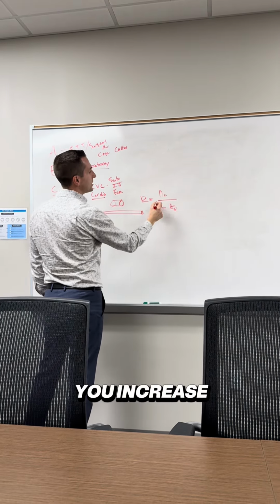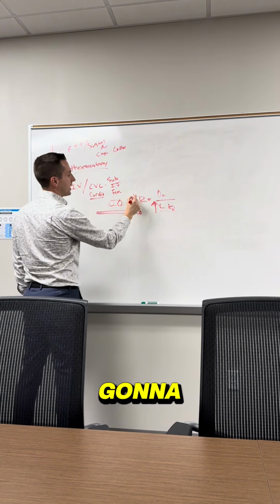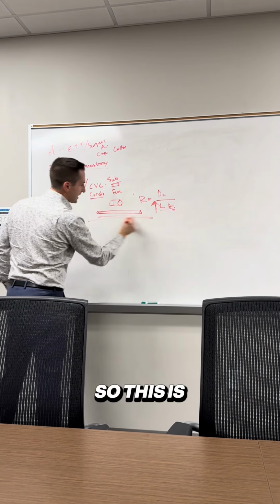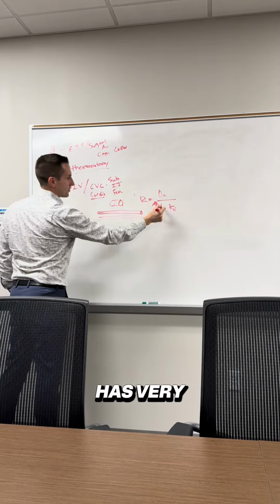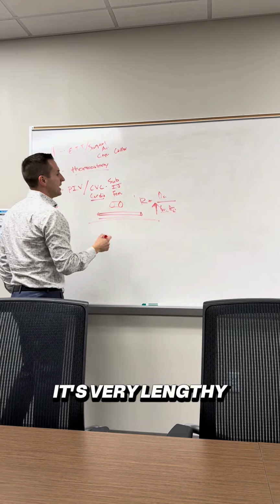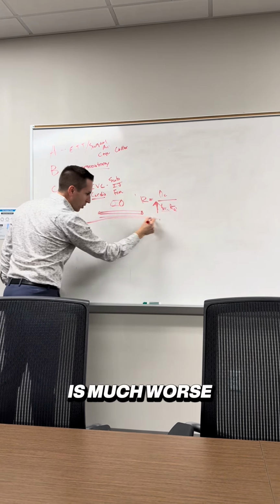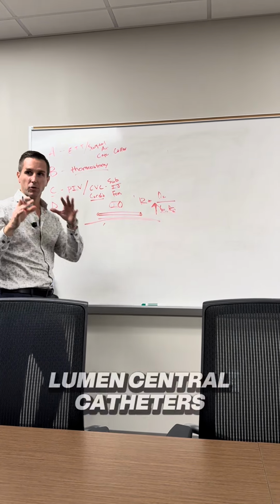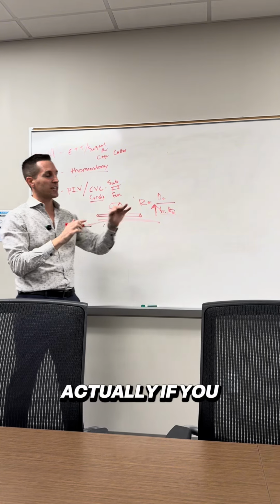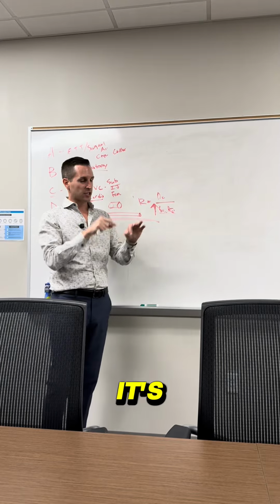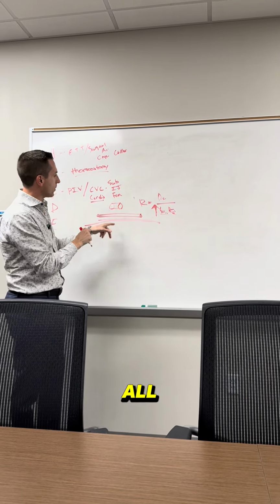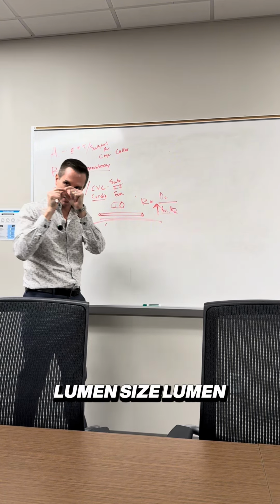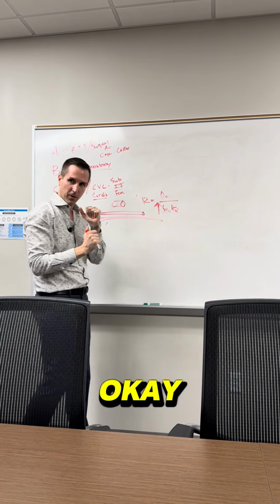And if you increase the length of the tubing, it's inversely proportional, right? So this is really long and it's very lengthy. So the resistance is much worse in this, okay? This is the central line. So a triple lumen central catheter is actually, if you look at the box, it's 3 lumens and they're all like 18 or 16 gauge, like IV size lumen through them, okay?